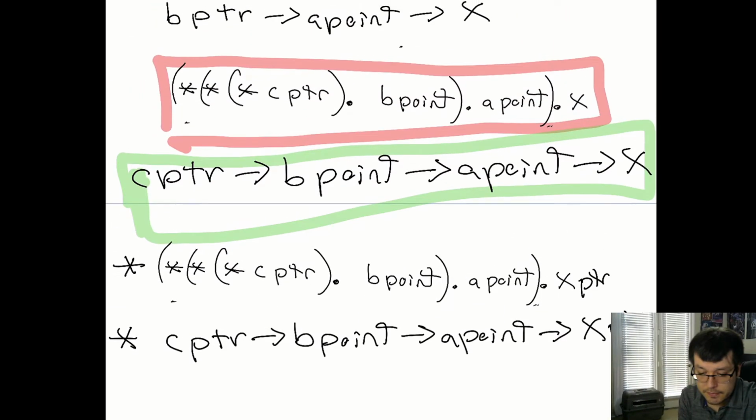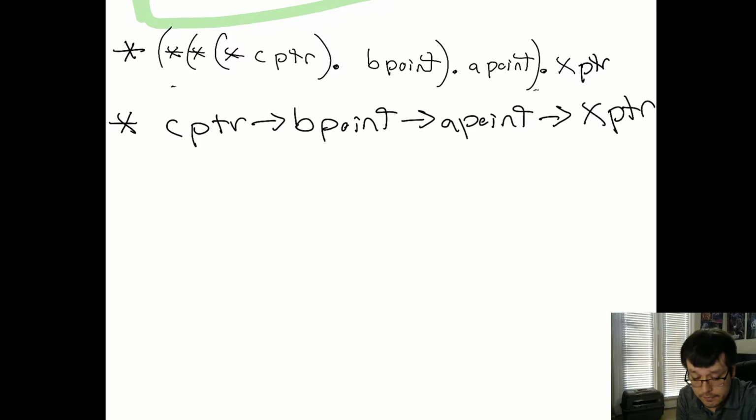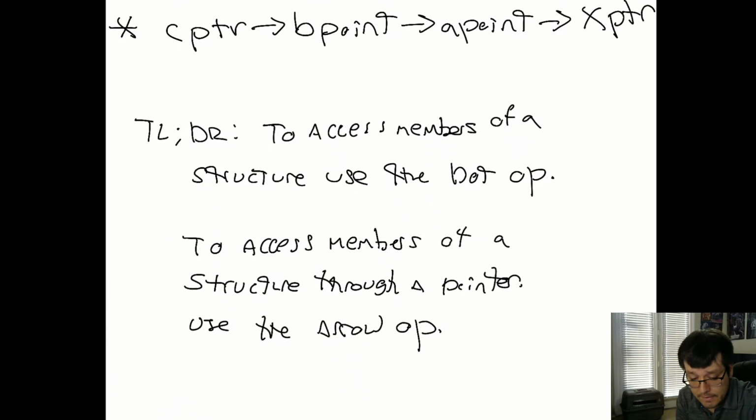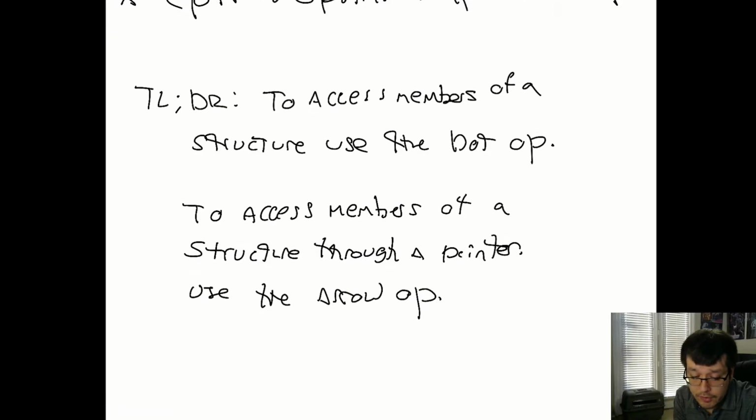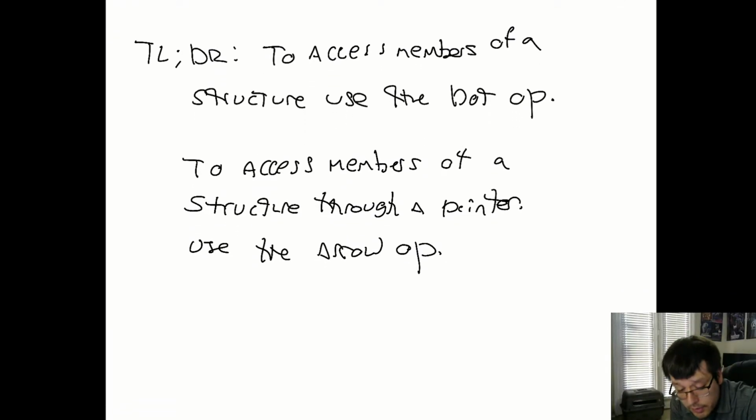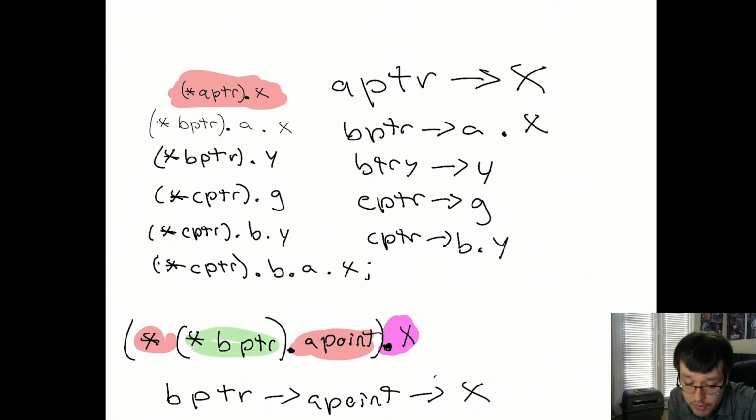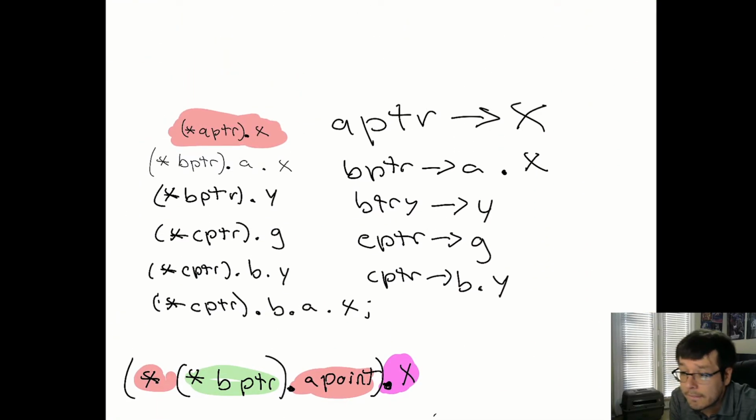Copy, paste. So to access members of a struct, use the dot operator. To access members of a struct through a pointer, use the arrow operator. So when dealing with pointers, use arrows. When not dealing with pointers, stick to dots. When dealing with both, like we did in one of these, then you have to use both.